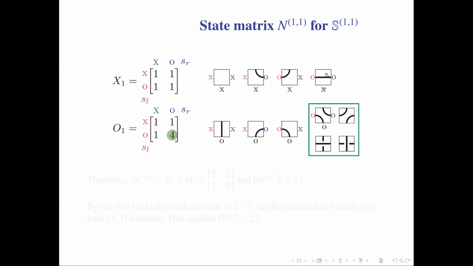Here, each 1 by 1 mosaic represents each entry 1 of X_1. So for example, this entry is from this tile, the number of this tile. The L state is O and X, R state is X, O, X, and the bottom state is X. And this 4 is from these tiles. Then the L state is O and the R state is O, so all tiles have the same state.